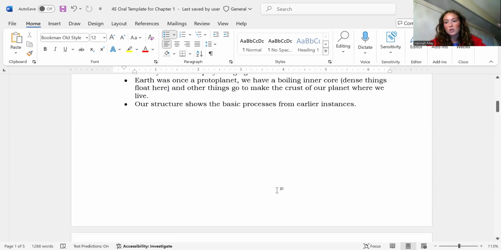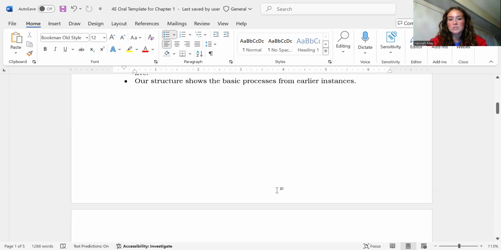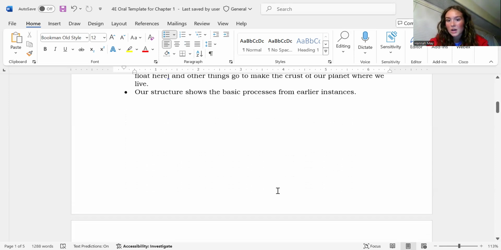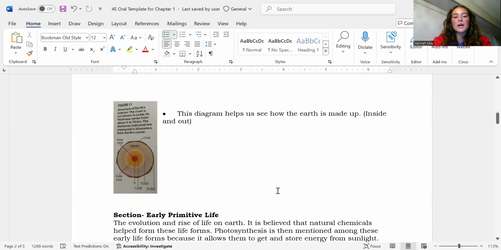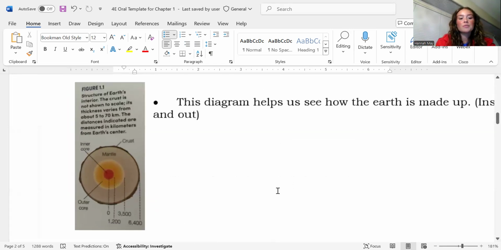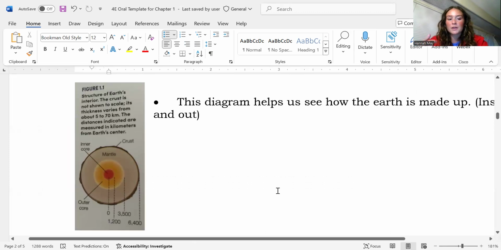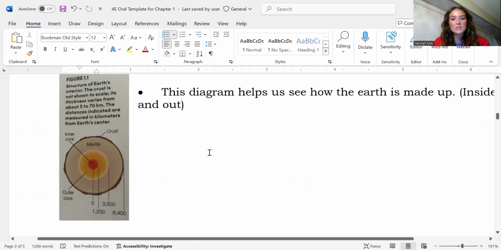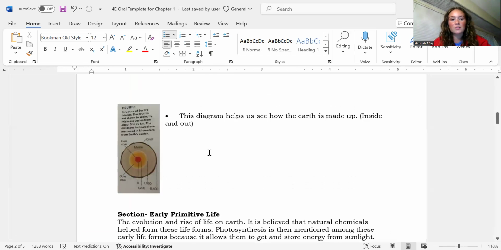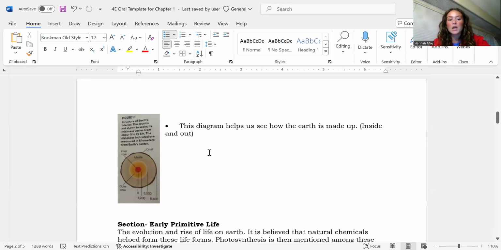It shows Earth's structure, like the basic processes of earlier instances. This diagram first right here really shows how the yellow and the red is the core, and it's where the heat is. It just shows how our Earth is really made up.